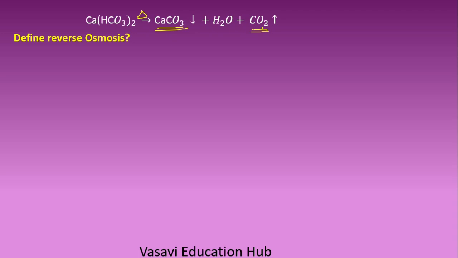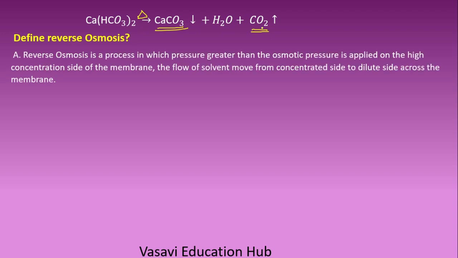Reverse osmosis is nothing but the opposite of the osmosis process. So what is reverse osmosis? The flow of solvent molecules from high concentration region to low concentration region through a semi-permeable membrane is called reverse osmosis. The water purification process depends on reverse osmosis. But in the case of osmosis, the flow of solvent molecules is from a low concentration region to a high concentration region through a semi-permeable membrane. So that is osmosis, and this is reverse osmosis. These two are completely opposite to each other.